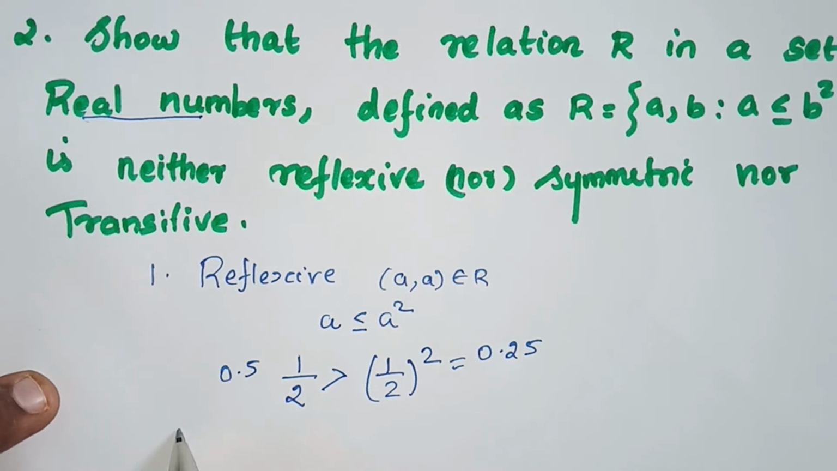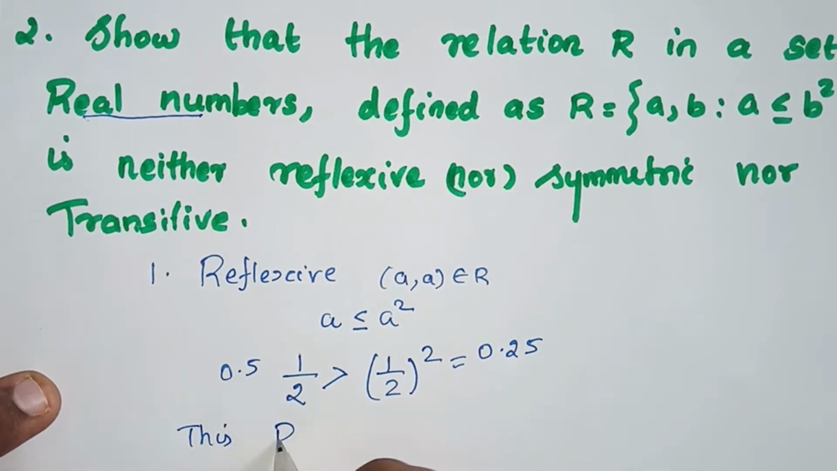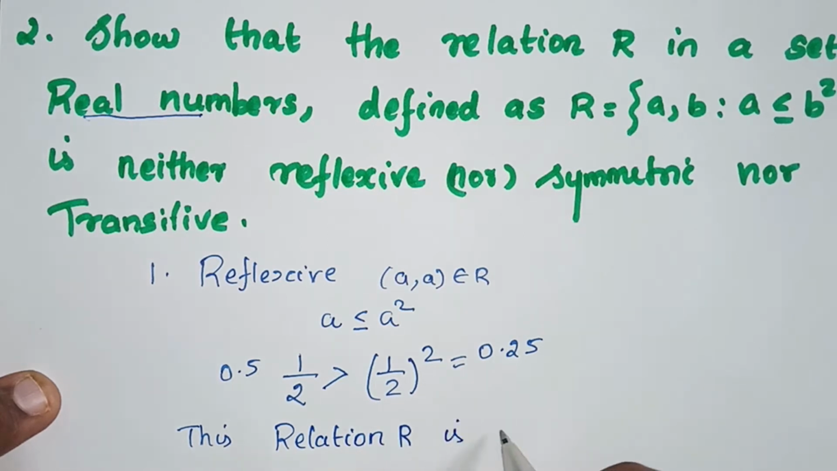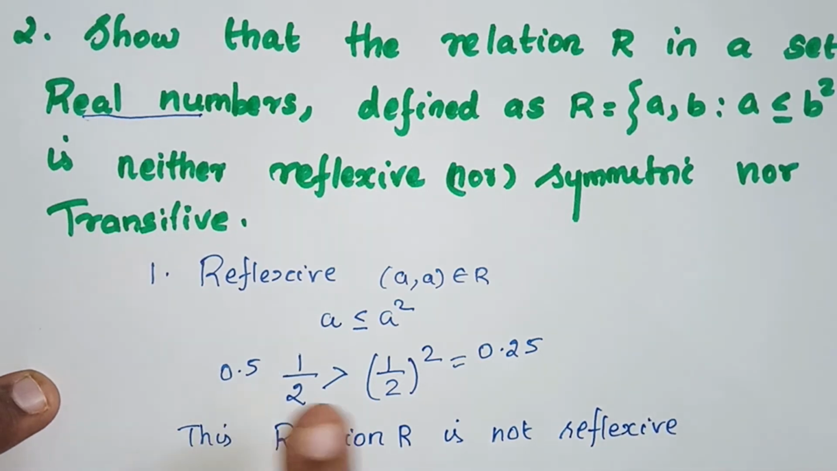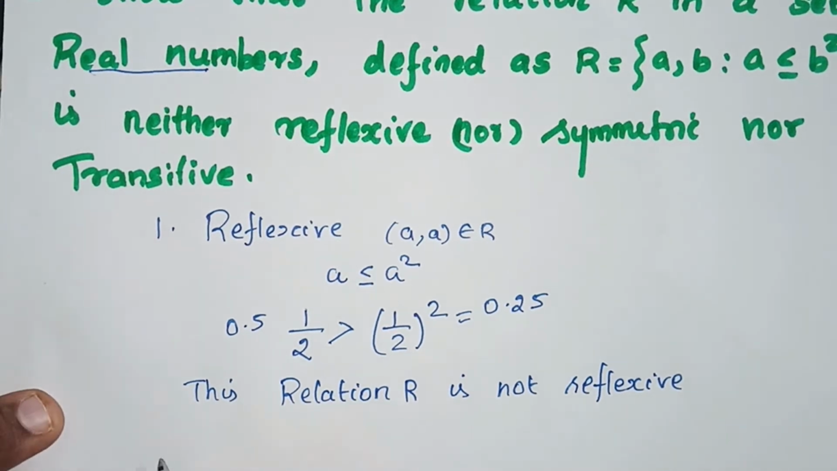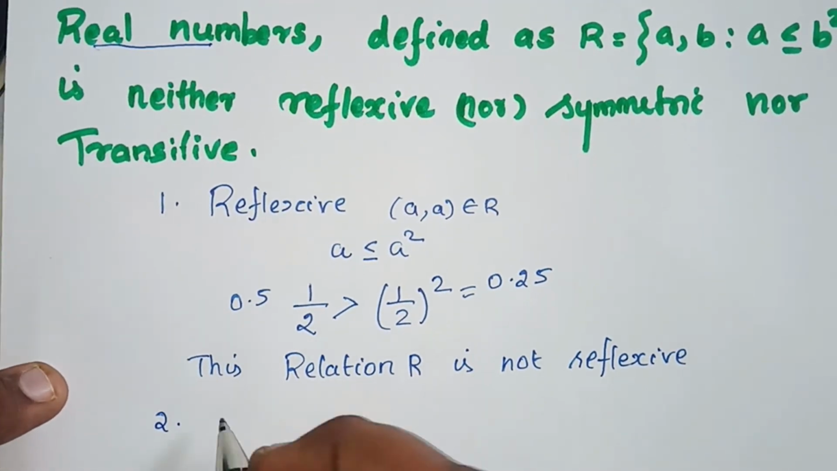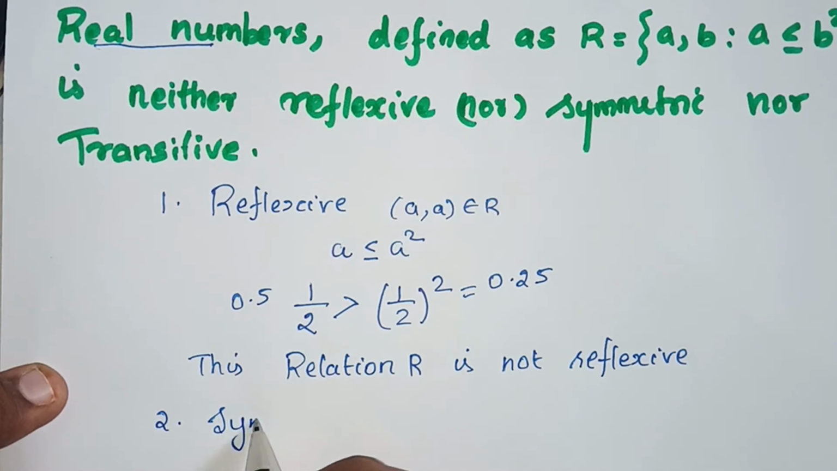So this relation R is not reflexive, because this element is greater than (1/2) the whole square. So this relation is not reflexive. Next we need to prove this relation is not symmetric.